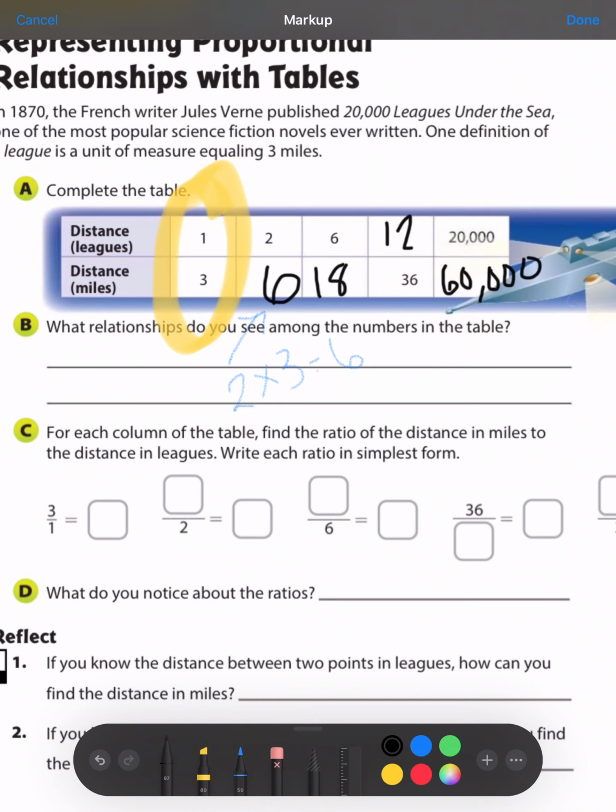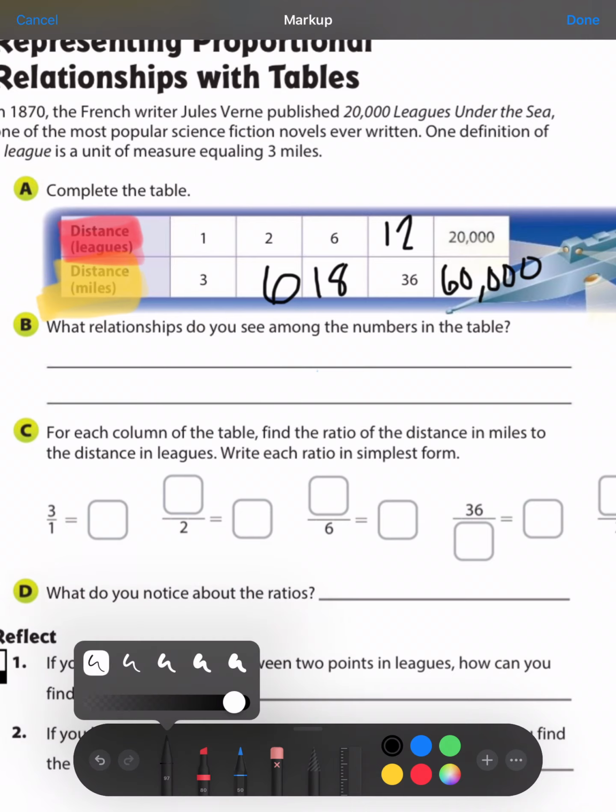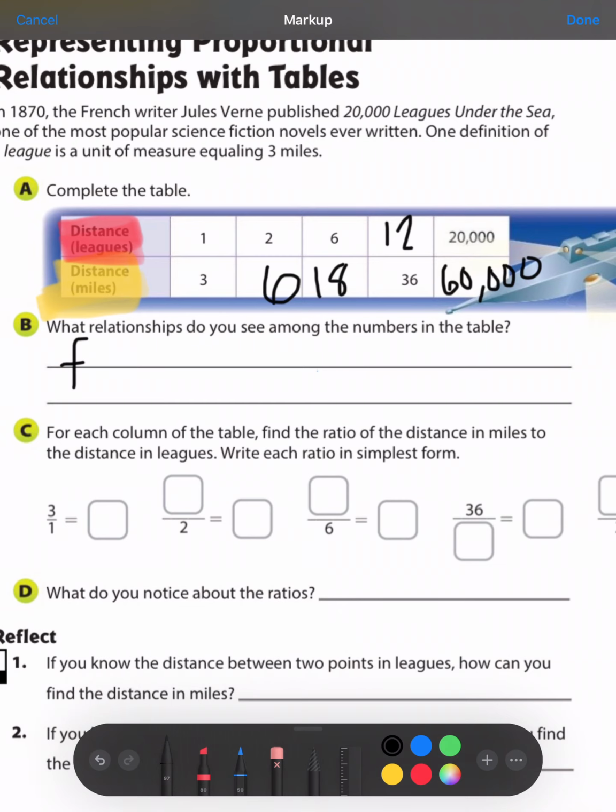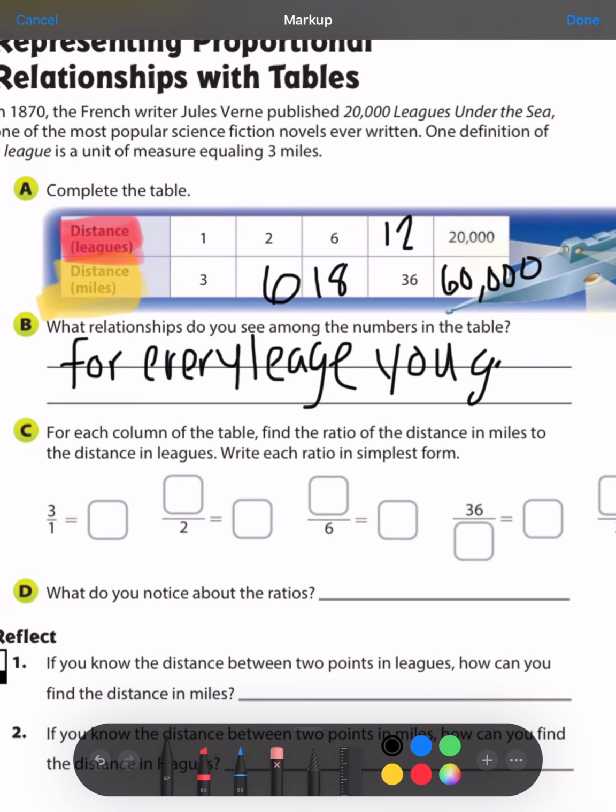Alright, part B says, what relationships do you see among the numbers in the table? Well, we notice that to get our bottom row, which is our distance in miles, we have to take our distance in leagues and multiply it by 3. So, for part B, I'm going to erase this right here and get it out of the way. Part B is for every league you go 3 miles.